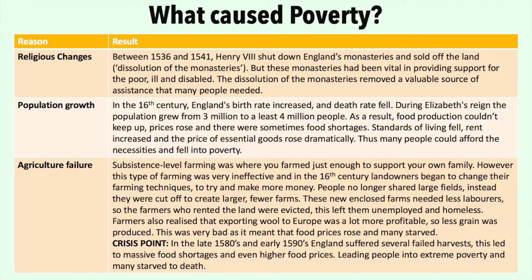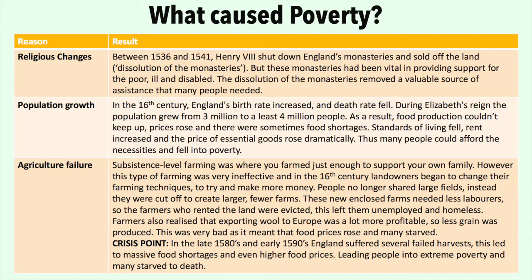Another reason was agricultural failure. Subsistence-level farming is where you farm just enough to support your own family. However, this type of farming was very ineffective, and in the 16th century, landowners began to change their farming techniques to try and make more money. People no longer shared large fields, instead they were cut off to create larger, fewer farms. These new enclosed farms needed less labourers, so the farmers who rented the land were evicted. This left them unemployed and homeless.